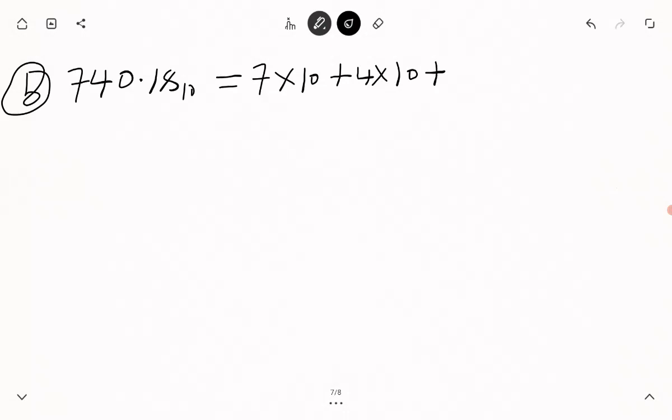So for B, we have 740.18 in base 10. This becomes 7 times 10, plus 4 times 10, plus 0 times 10. Remember, after the 0 we have our dot somewhere there. Now we also have plus 1 times 10, plus 8 times 10.